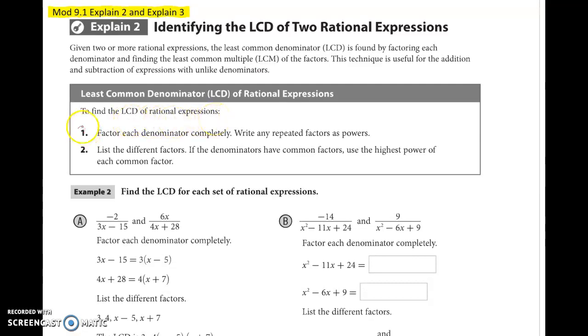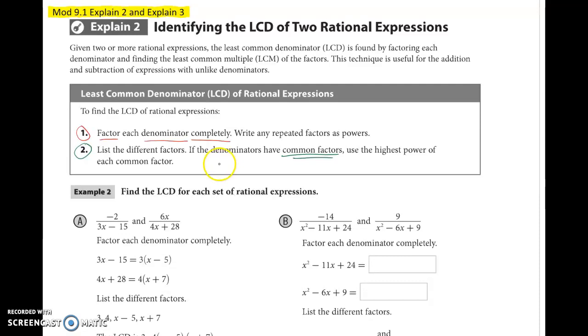You're going to first factor each denominator completely and write any repeated factors as powers. Then step 2 is to list the different factors. If the denominators have a common factor or common factors, use the highest power of each common factor.